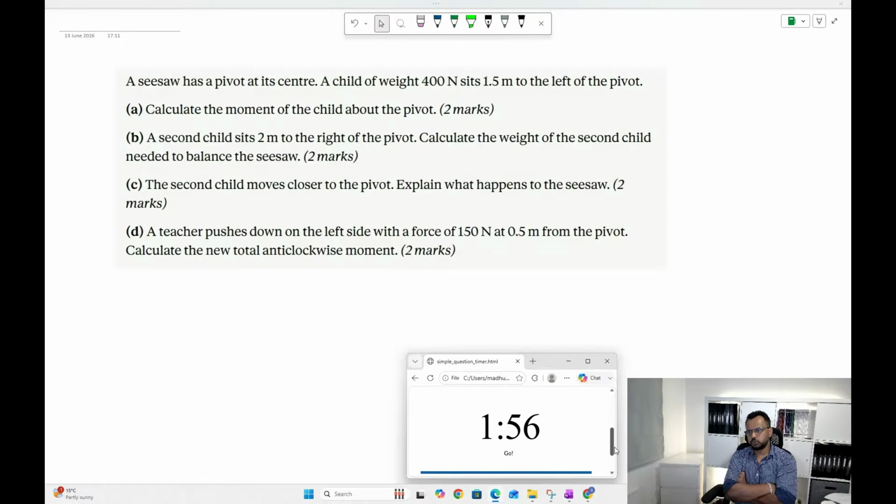Principle of moments. You need to know how to define moment as the product of the force and the perpendicular distance from the pivot. Principle of moments says that the sum of clockwise moments is equal to the sum of anti-clockwise moments in equilibrium. So when it is in equilibrium, all that. Give this a try, and I will do this in a bit.